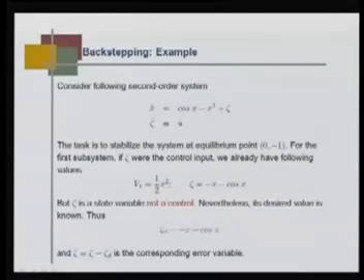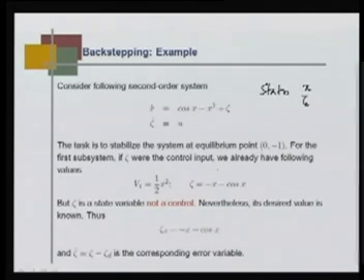Now, you see that here it is a vector differential equation. We have two states, x and y, where the differential equation is x dot is cos x minus x cube plus y, and y dot is u. So, the task is to stabilize the system at the equilibrium point. You can easily see that the equilibrium point here is 0 and minus 1.